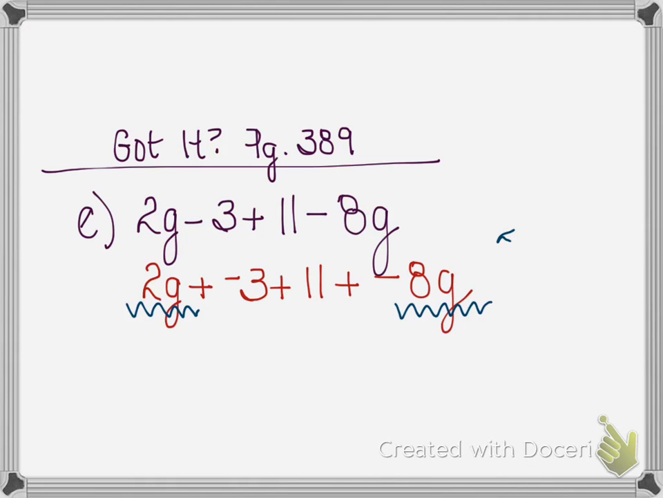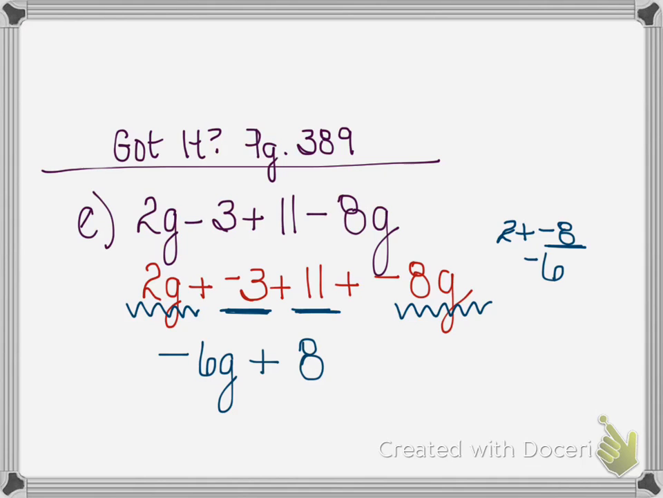2 plus negative 8, remember when they're different signs, you're really subtracting. So 8 minus 2 is 6. The answer to that is negative because this has a bigger absolute value. Negative 6g plus negative 3 and 11 can also be combined. They're constants. So negative 3 plus 11, they're different signs. So we're going to take 11 minus 3 gives us 8. And the bigger absolute value is the positive number, so our answer should be a positive 8.